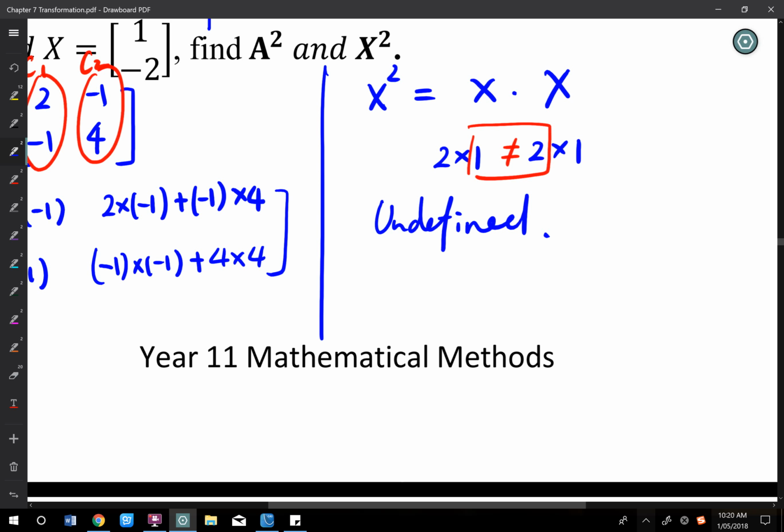Any more questions for today? It's basically calculations for matrices. Okay, that's it.